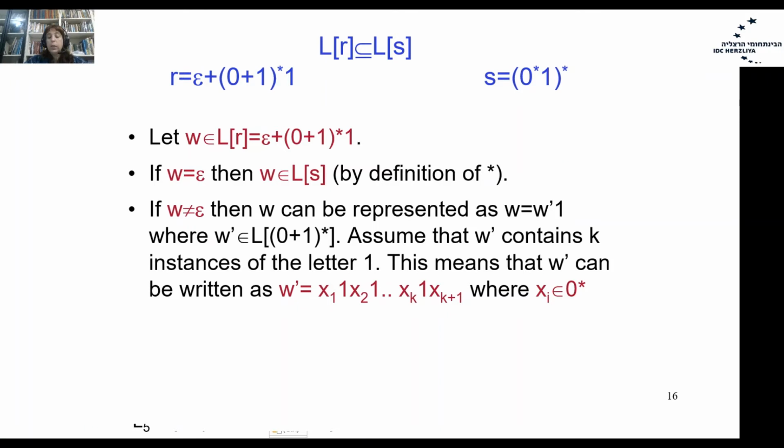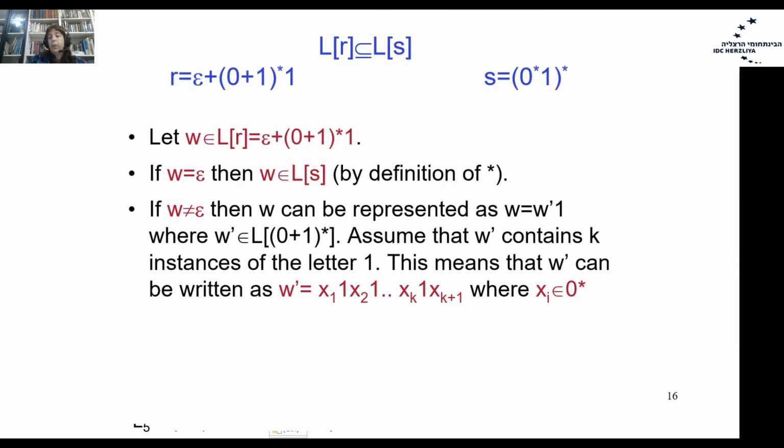And I can take W as not an empty word, and it is some prefix of 0s and 1s, and then the suffix of a single 1. I will rewrite W in the following way: W as W-cap concatenated with 1. And then I will check how many ones I have in W-cap. Let's say that I have K ones in W-cap. So I will rewrite W-cap as K substrings: X1 concatenated with 1, X2 concatenated with 1, X3 concatenated with 1, XK concatenated with 1, and X(K+1), where each X is actually some sequence of 0s. So Xi belongs to 0*.